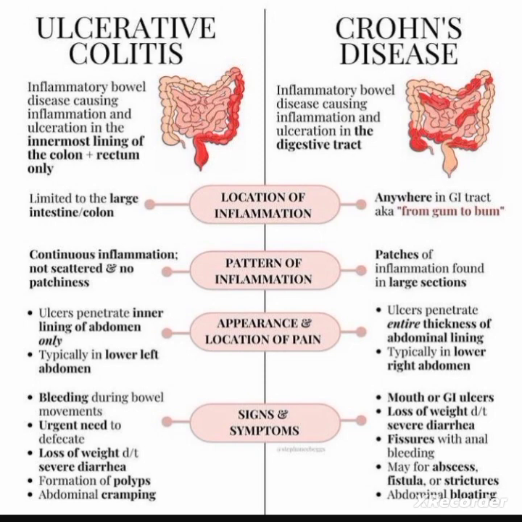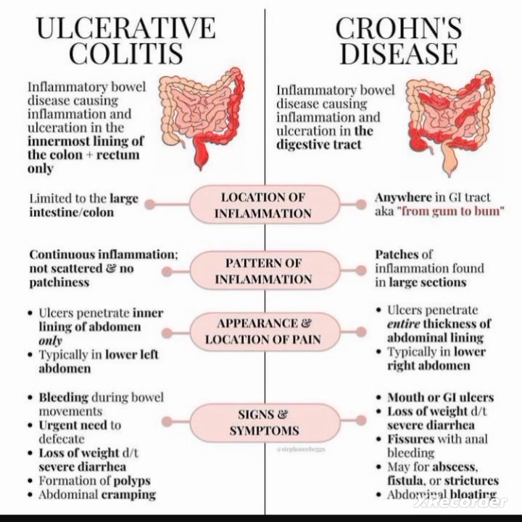Next one, pattern of inflammation. Ulcerative colitis is continuous, and there are no patchy layers and nothing scattered. But in Crohn's disease, it is not continuous. There will be patches of inflammation in large sections. That is Crohn's disease.